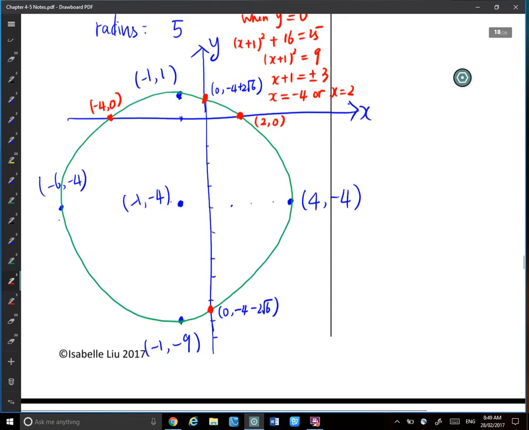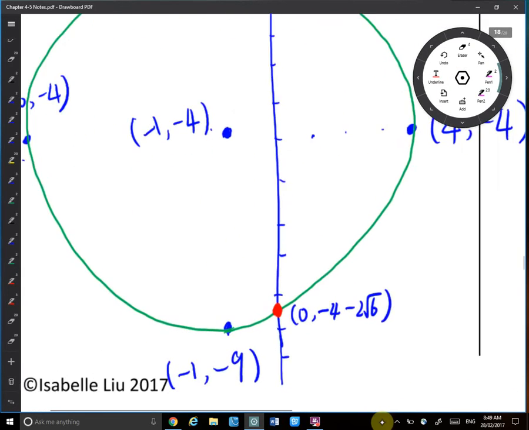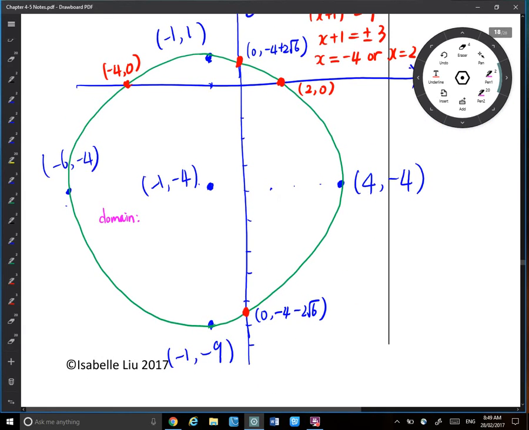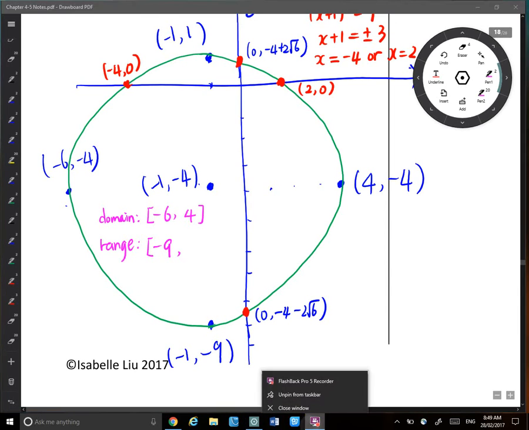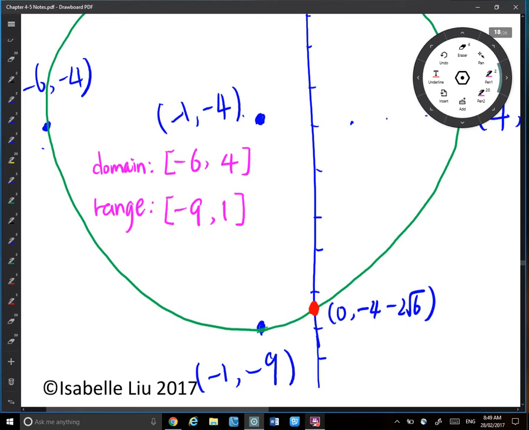Okay, the last thing we are going to talk about is the domain and range. Domain will be the left point to the right point, which is negative 6 to 4. And then we talk about the range. Range is the most bottom one, which is negative 9, to the most up one, which is 1. So it's negative 9 to 1.